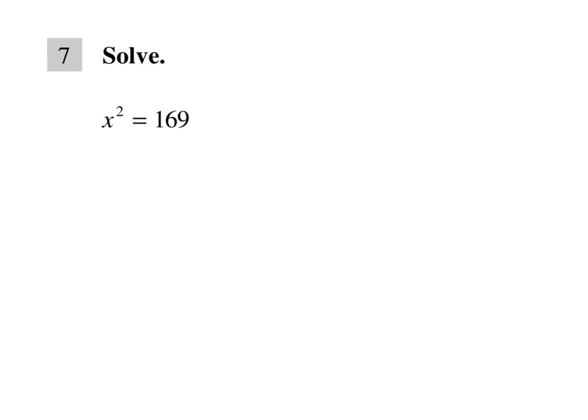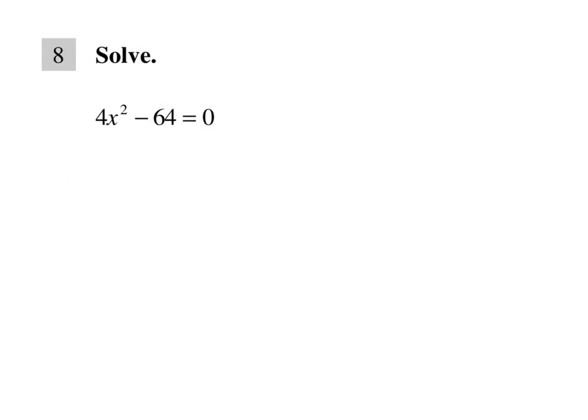All right, solve x squared equals 169. How do you get the x by itself? Or in other words, how do you get rid of the square? You have to take the square root of both sides. And whenever you introduce a square root, you have to include the positive and the negative. So I get x is equal to positive and negative. What's the square root of 169? It's 13. And that's all there is to it. We're done.